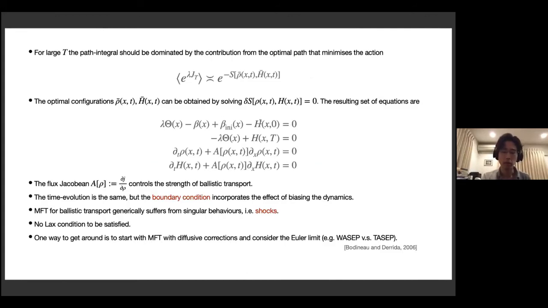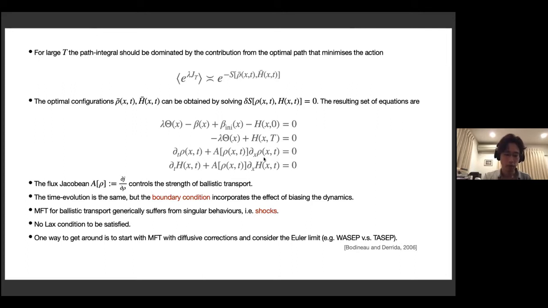In any case, you can do an optimization problem and get this kind of set of MFT equations. Here, just to say that this flux Jacobian is controlling the strength of the ballistic transport, which is defined in this way. The time evolution of this MFT equation is basically the same as the hydro equation, but the boundary condition is now incorporating the effect of bias in the dynamics. So this dynamics is different from hydrodynamics; rather, it's a dynamics that is making the rare fluctuation more typical. That's a kind of loose interpretation of it, I would say.